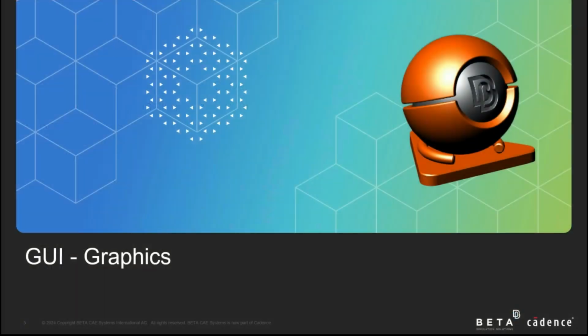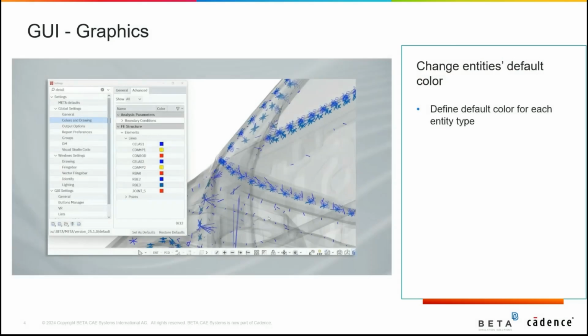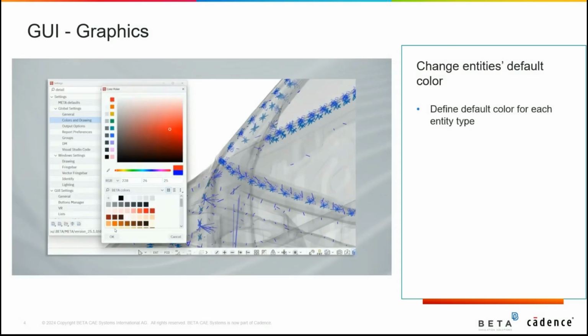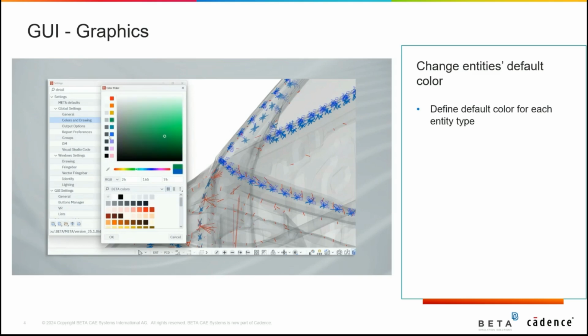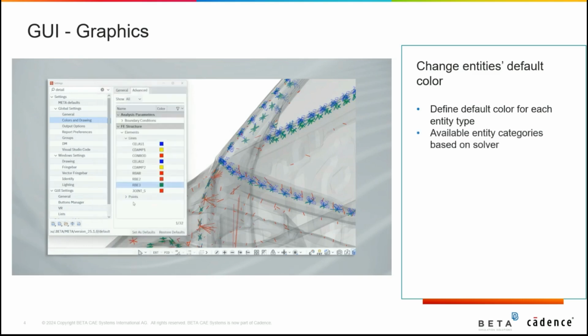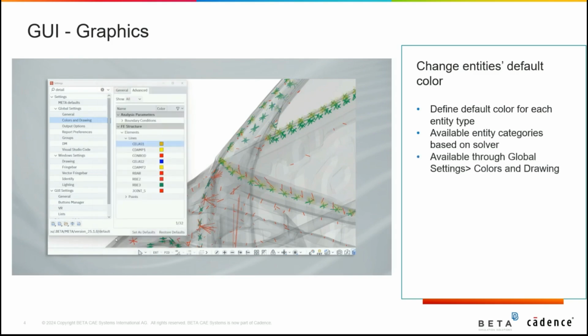Let's start with the solutions for graphic user interface and graphics. The first new feature allows users to assign different colors to various solver entity types, making it easier to differentiate them visually. The available entity categories adjust based on the solver file imported. To customize these colors, navigate to Settings, select Global Settings, and then go to Colors and Drawing under the Advanced tab.